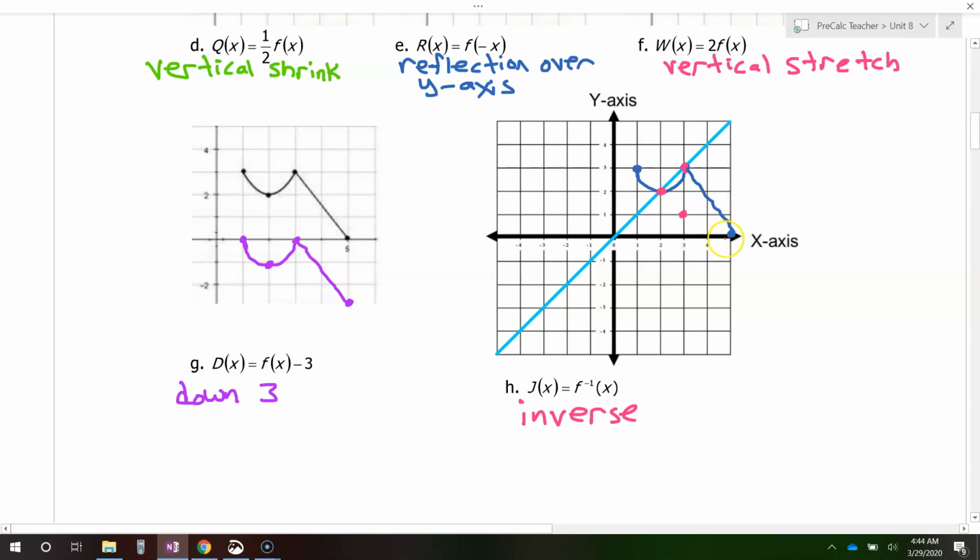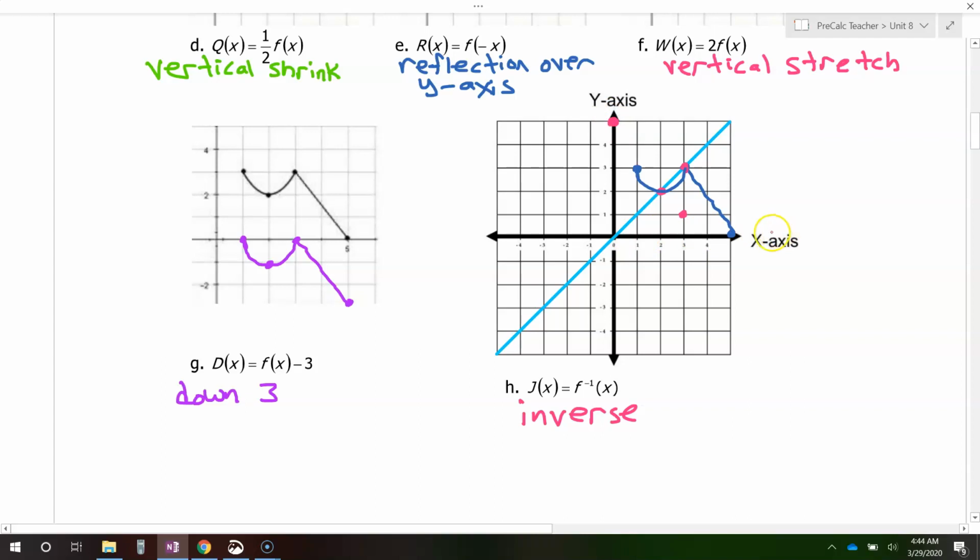Now, what about this final point over here? If I'm counting diagonally, this would be 2.5 squares away. So there's my half, and then there's 1, 2. So this point is going to land right here.